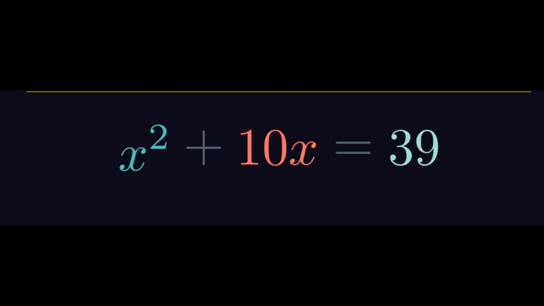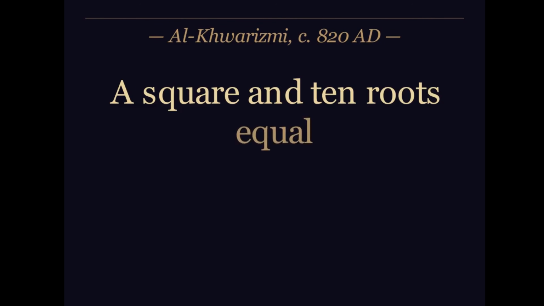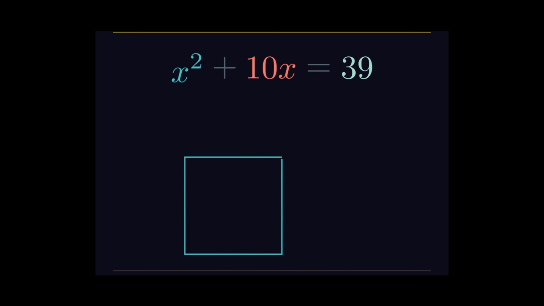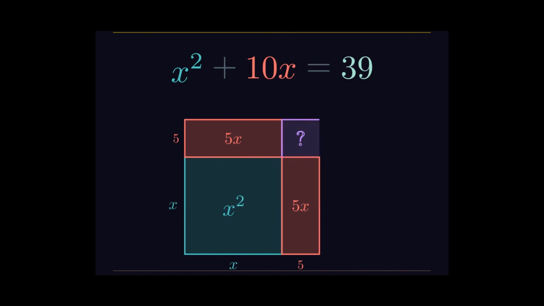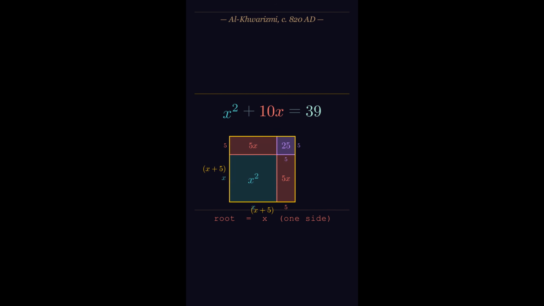He used words. For example, instead of writing x squared plus 10x equals 39, he would describe it in language as something like, a square and 10 roots are equal to 39. Here, square meant x squared, root meant x, and number meant a constant. Al-Khwarizmi classified quadratic equations into different types. For example, squares equal roots, squares equal numbers, and squares plus roots equal numbers.